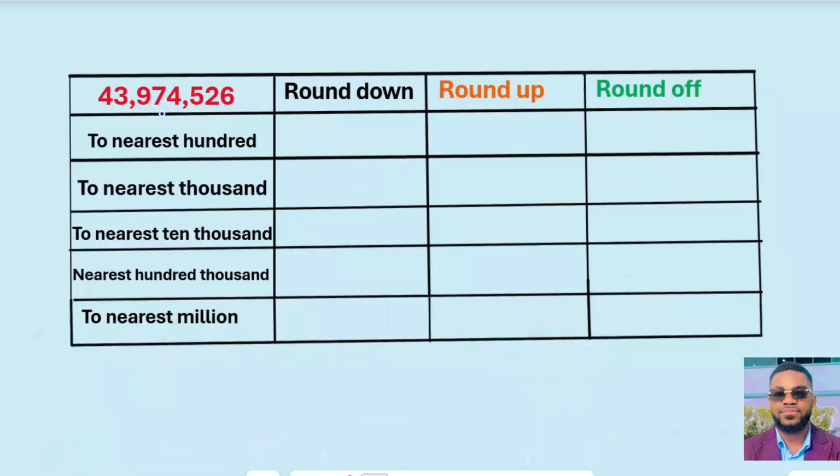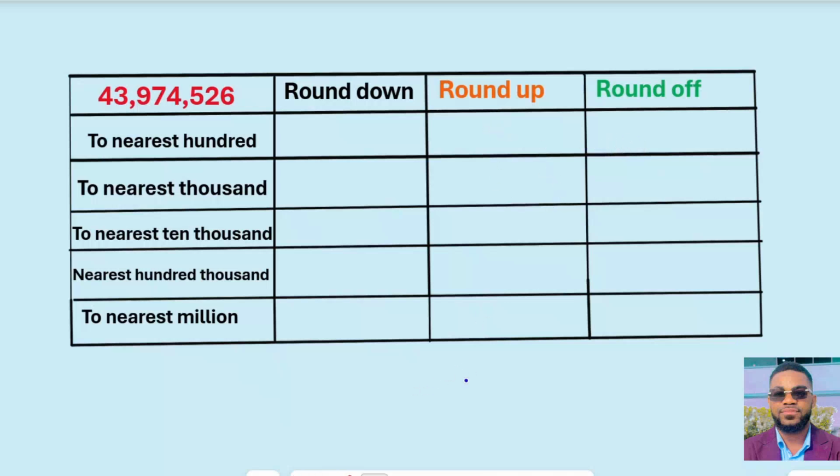So we have a certain number here that is 43,974,526, and we have to round down, up and off, to the nearest hundred, to the nearest thousand, and what have you. So now let's begin. You have to first of all know how to round off any number, and after that, rounding down and also rounding up wouldn't be a problem at all. So let's begin with rounding off.